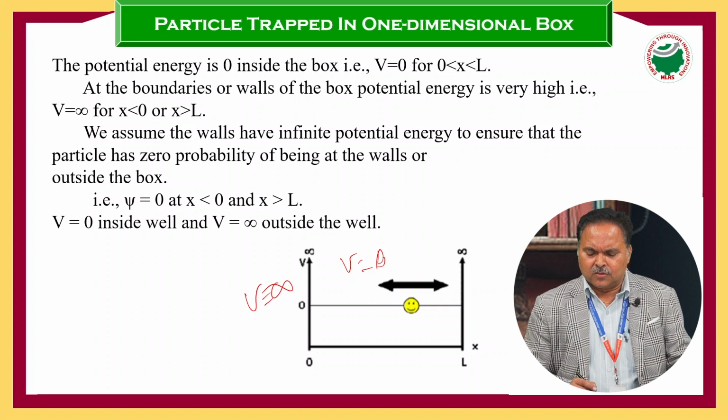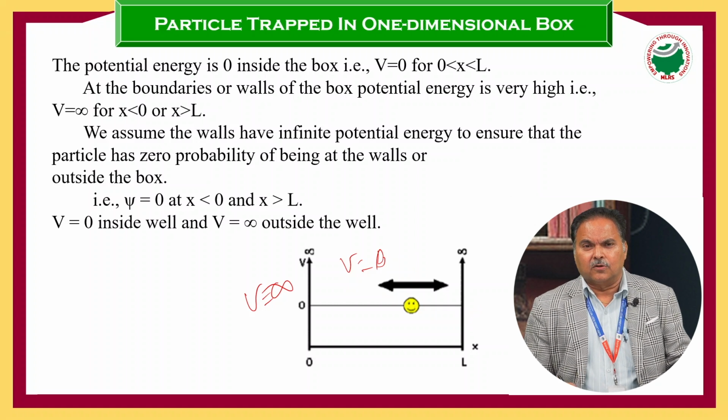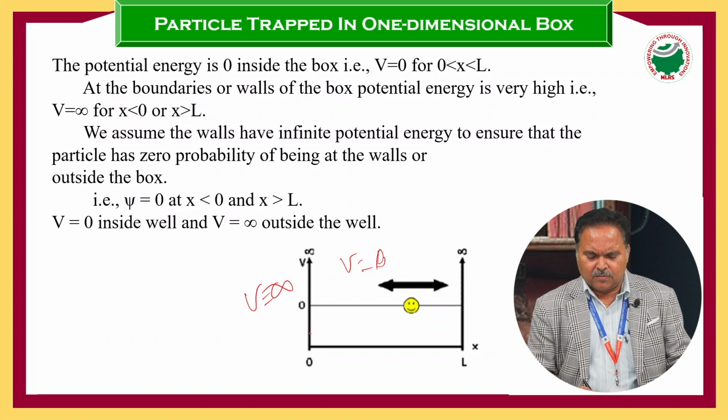We assume that the particle has zero probability of being at the walls. Here the potential is infinite, and infinite potential means we cannot recognize the particle. There is no possibility of staying at a boundary, so that's the case of zero probability. So psi is equal to 0 at the boundary. There is no probability of finding the particle at that point, so the wave function becomes 0 for x less than 0 and x greater than L.